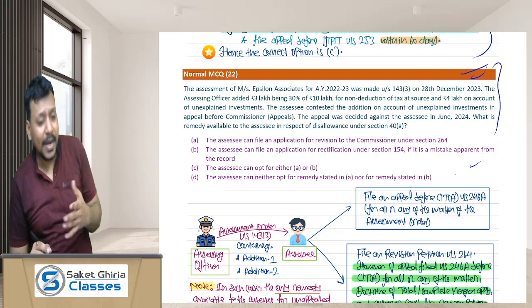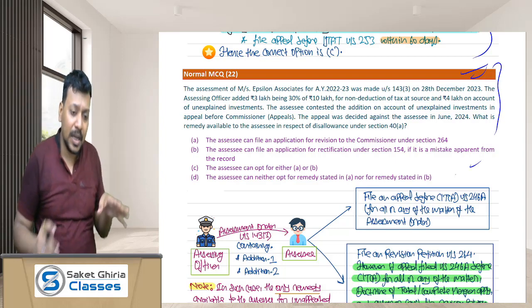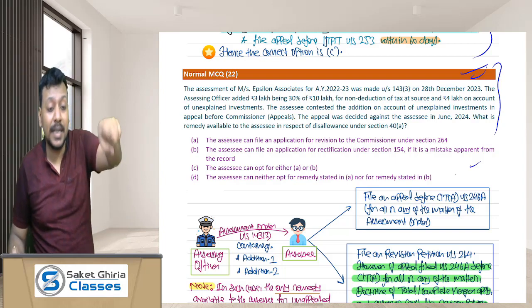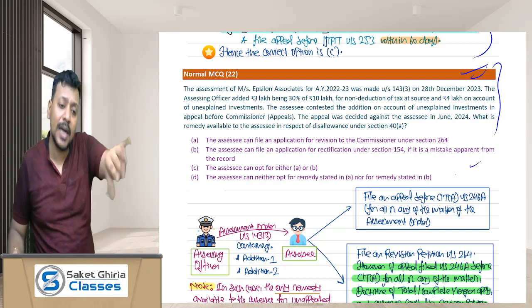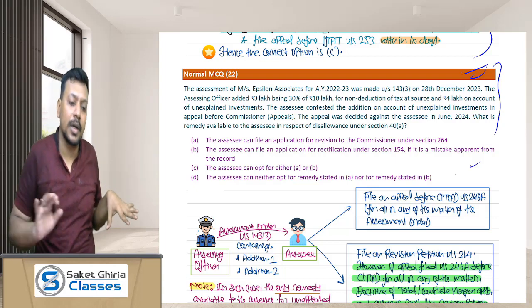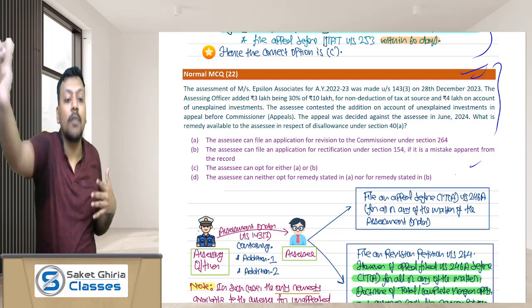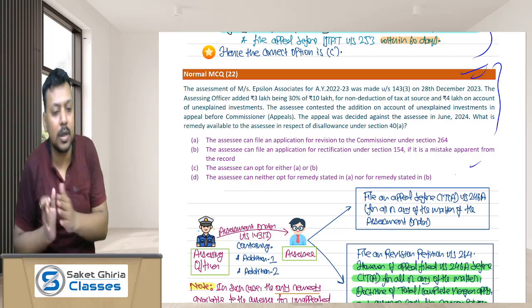So that was amended and it was provided that even if you have taken part of the order of the assessing officer to CIT appeals, it would be assumed that the remaining part of the order is being merged with that part of the order that you have appealed for to the CIT appeals.